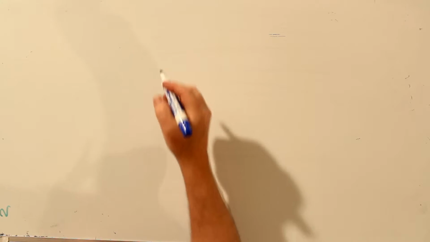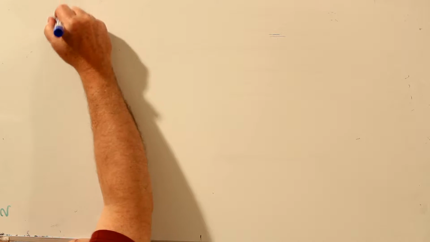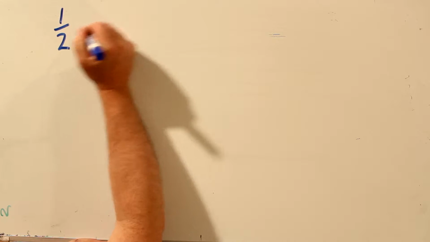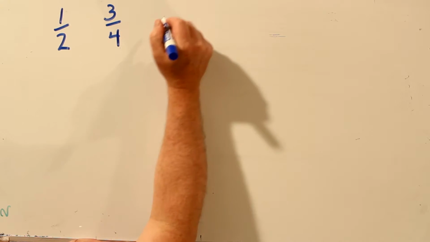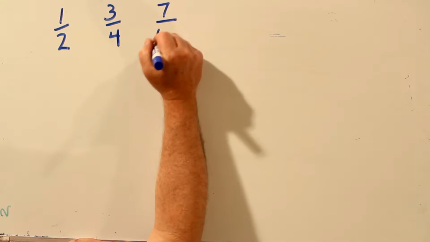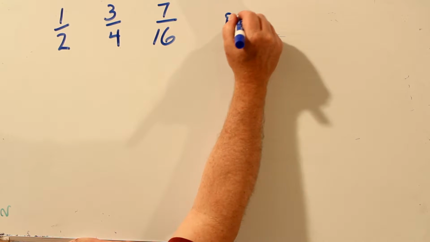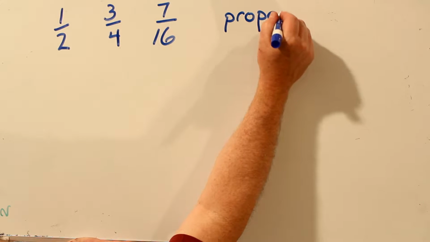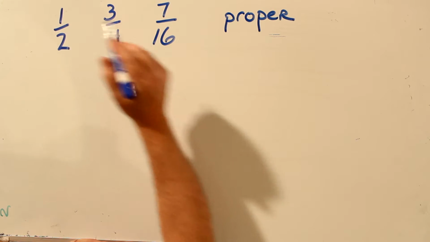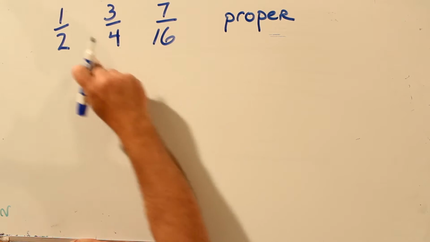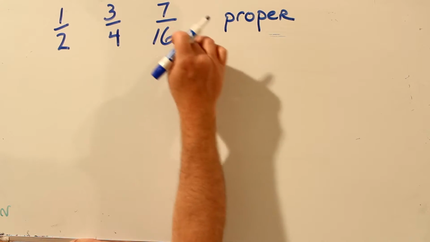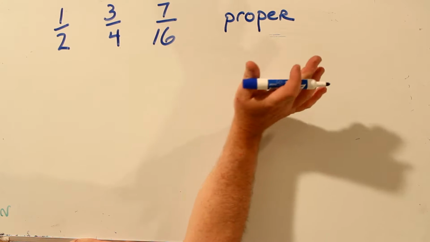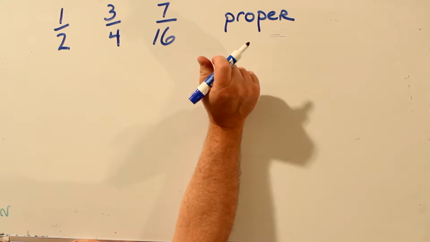We're going to be converting improper fractions to mixed numbers. Let's first look at what a proper fraction looks like. Numbers like 1/2 and 3/4 and 7/16 are proper fractions, proper because the top number is smaller than the bottom number. That makes this part of a whole. It's 1/2 of a thing, it's 3/4 of a thing, or 7/16 of a thing, but it's not a whole thing, so it's a proper fraction.